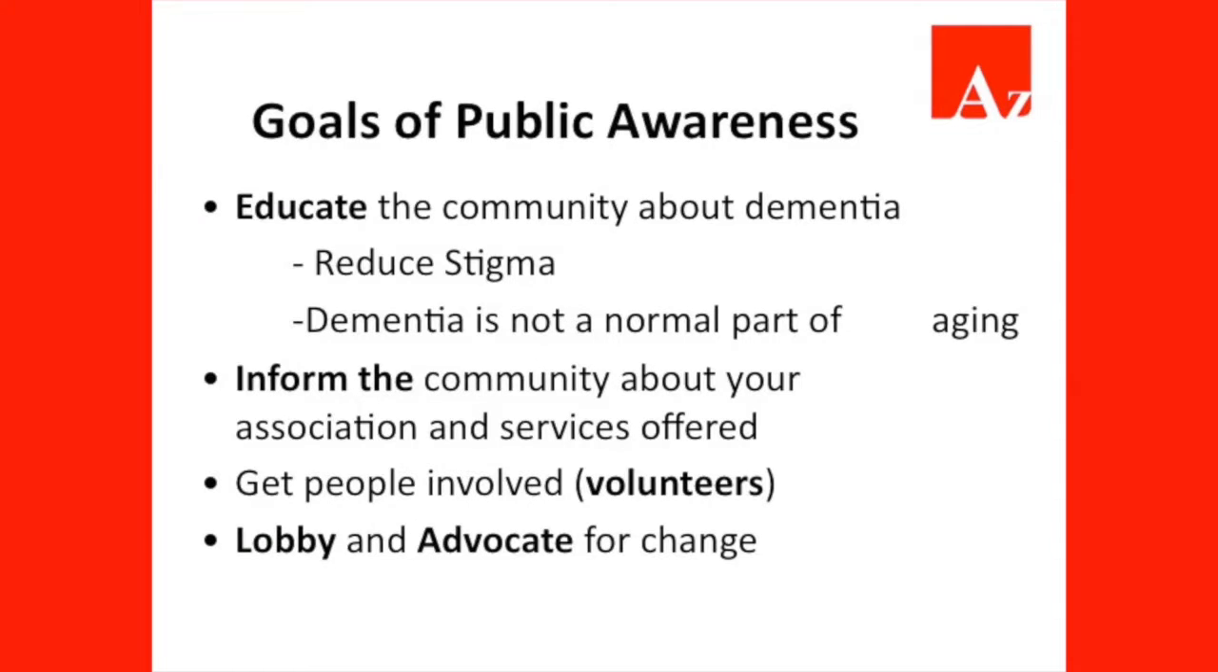So what are the goals of public awareness? Why are we doing all this awareness raising? Of course, we want to educate the community, as you said, to reduce the stigma and make people understand that dementia is not a normal part of aging. We also want to inform the community about our own associations, our own organizations, what we do, what services we offer.